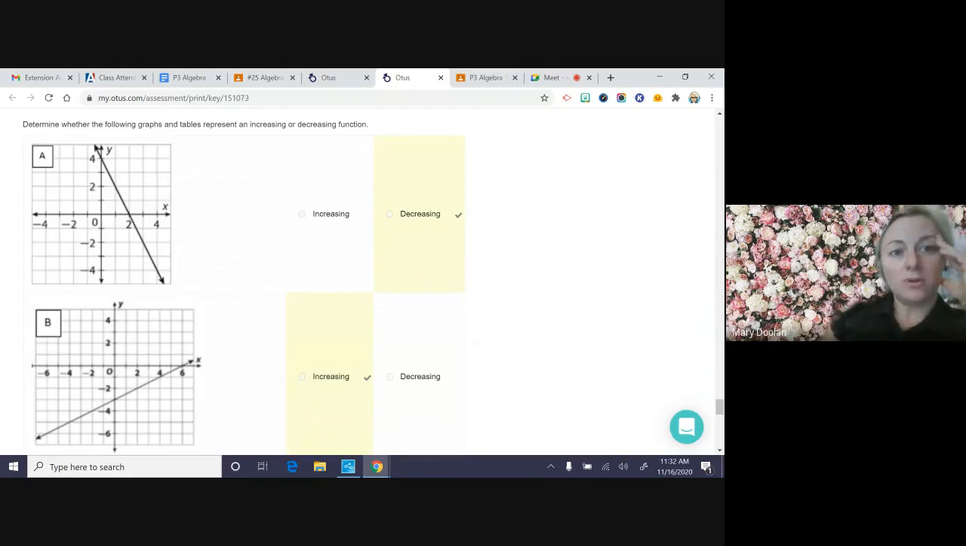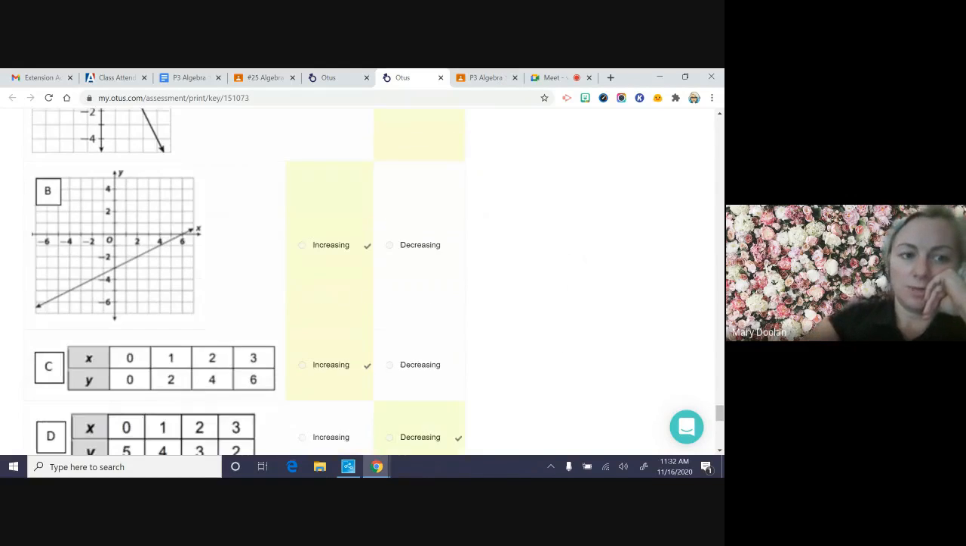Determine whether the following graphs and tables represent an increasing or decreasing function. So look at the slope. Is the slope negative? If it is, it's decreasing. For part B, look at the slope. Is it positive? It is, so it's increasing.